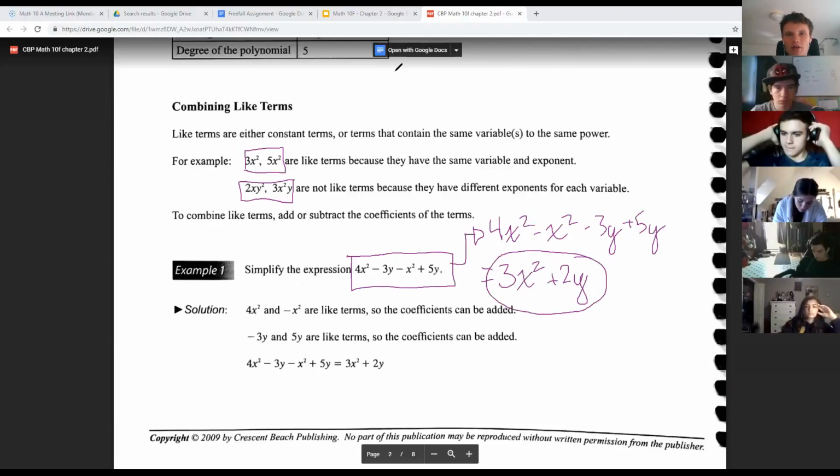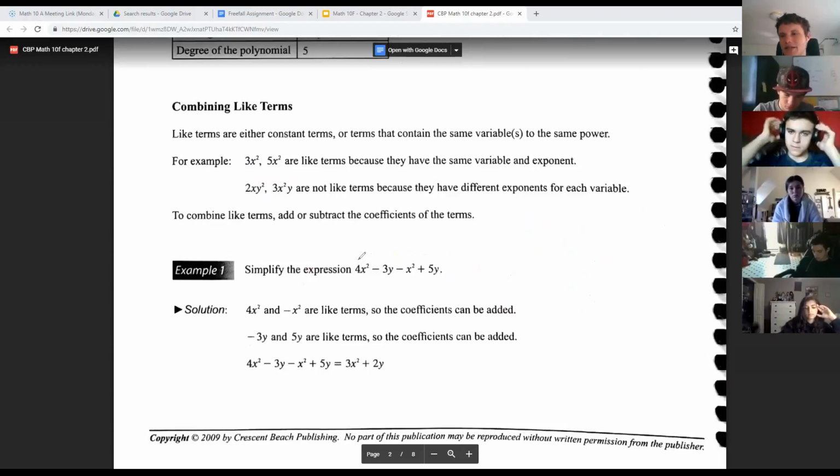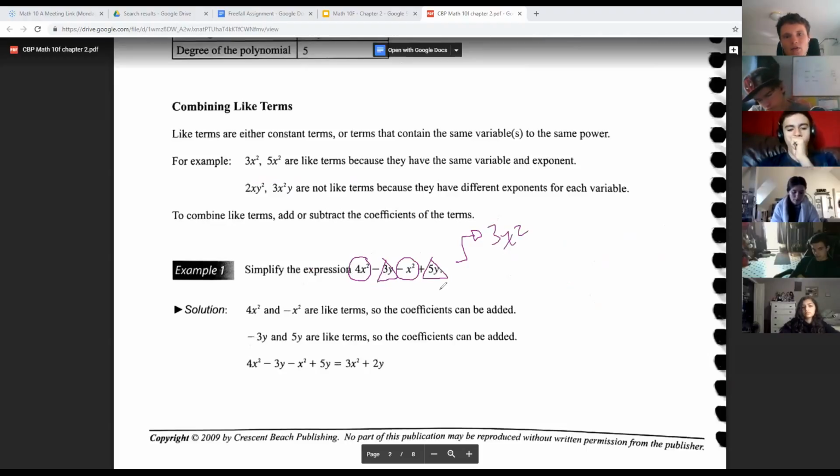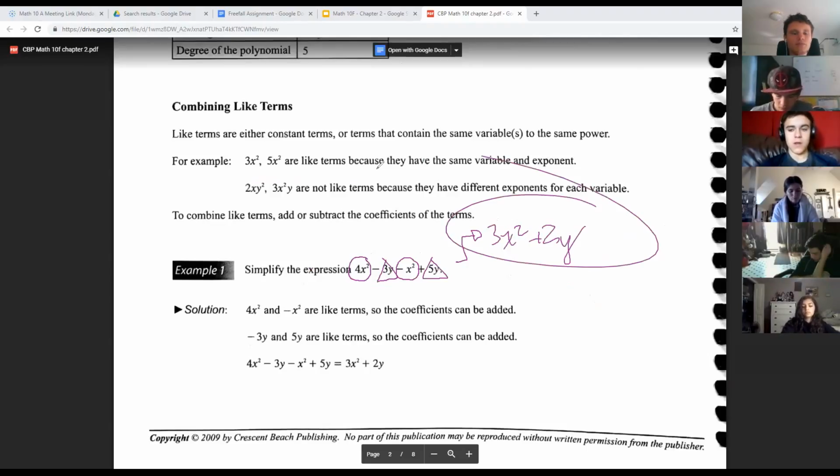Another way that I've seen folks do it is that we use different shapes for the different types of terms, right? So our x squared, I'll do a circle. There's one, and there's one. And for the y's, I'll do a triangle. So there's one, and there's one. And it just helps visually keep those straight. So we can kind of go through then. 4x squared minus x squared is 3x squared. And we have negative 3y plus 5y is plus 2y, right?